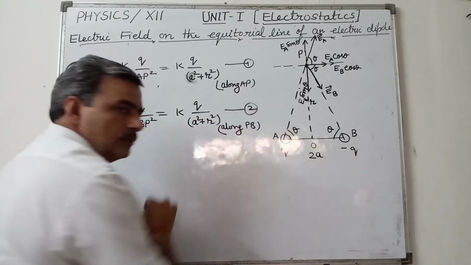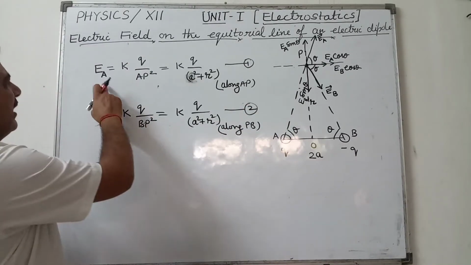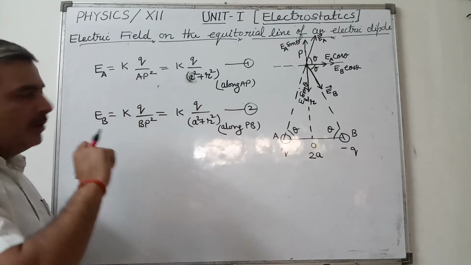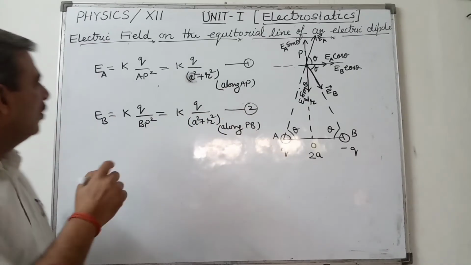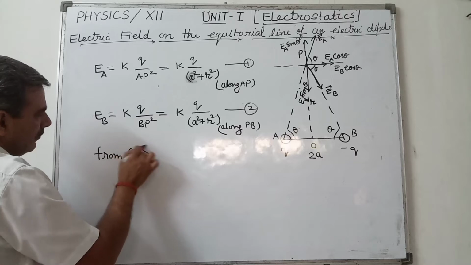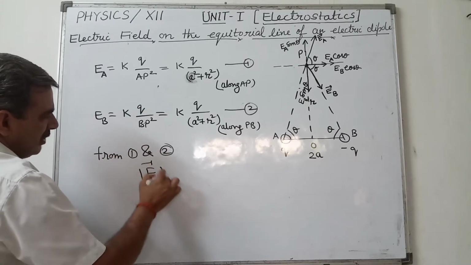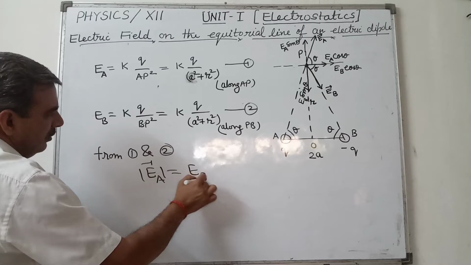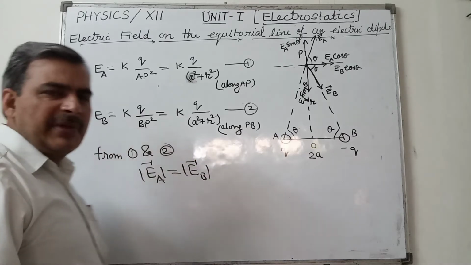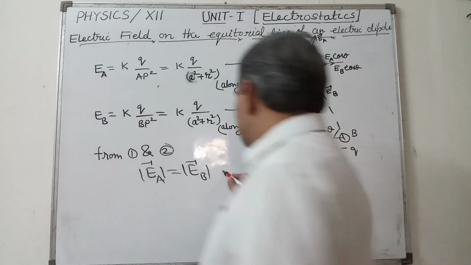From first and second you can note one thing, that both are equal in magnitude but different in directions. So from first and second, magnitude of EA is equal to magnitude of EB. Say this is equation number 3.